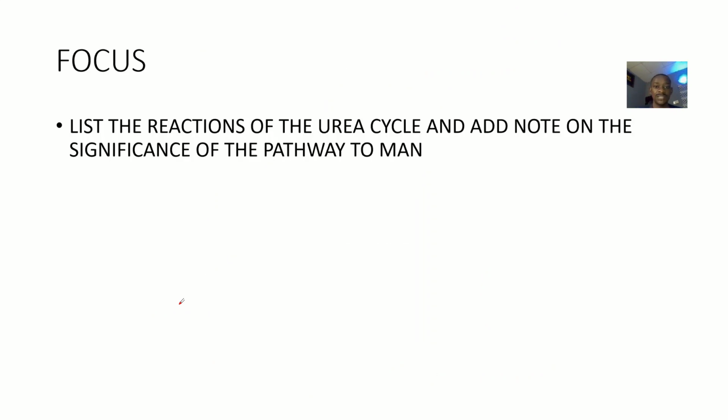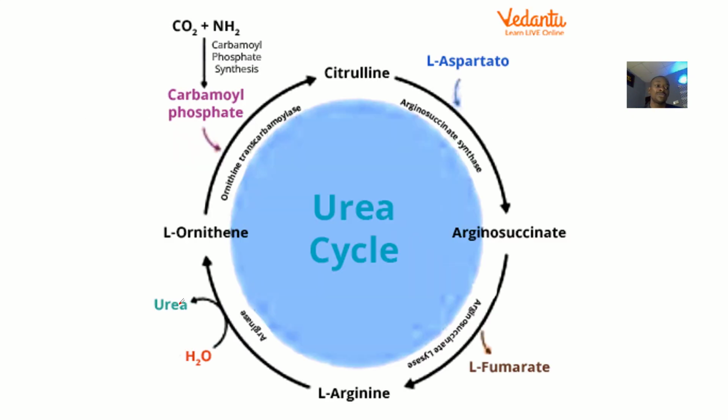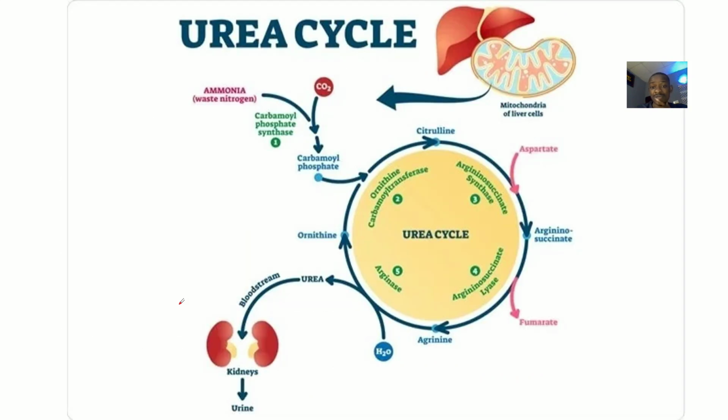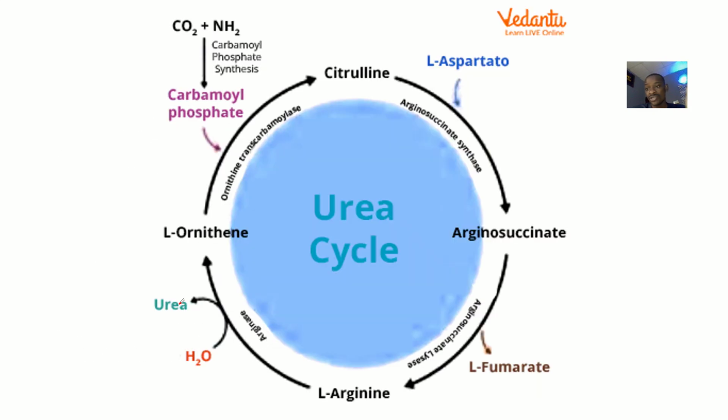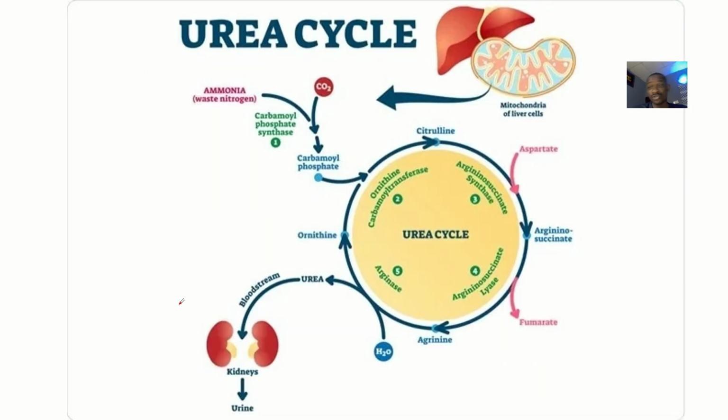They said to list the reactions of the urea cycle and add a note on the significance of this pathway to man. So this one, they are just trying to drag you to talk about everything that has to do with the urea cycle. Before you can answer this question, you must know how to draw the urea cycle. You can't define all of this without drawing it. Once you draw the urea cycle, you have answered the question 70%. Of course, the importance to man: the urea cycle is important in excretion.